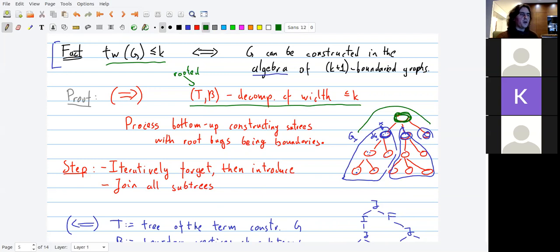So first of all, let me look at this bag, the green one, and this blue one. In the graph, they actually intersect. They may intersect. It can look like that. And here is the adhesion of this edge. So now if I want to move from this boundary to this boundary, what I need to iteratively do is first forget all those vertices, because they will not be boundary vertices anymore. And then I need to introduce all those new vertices.